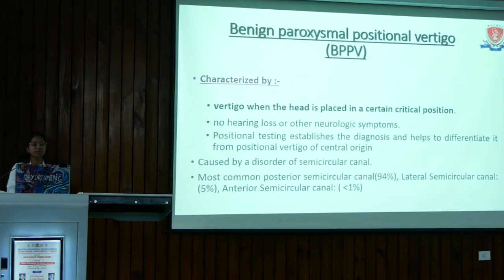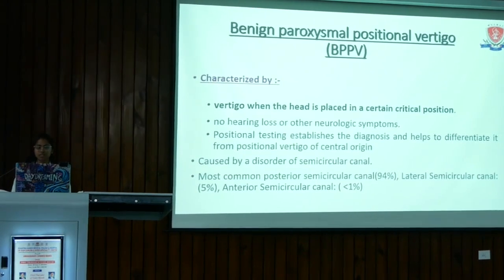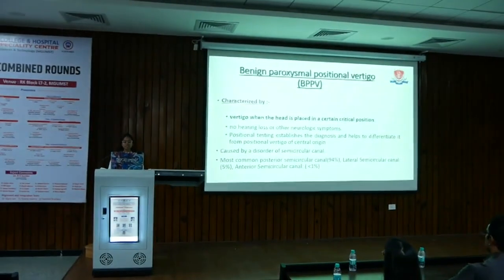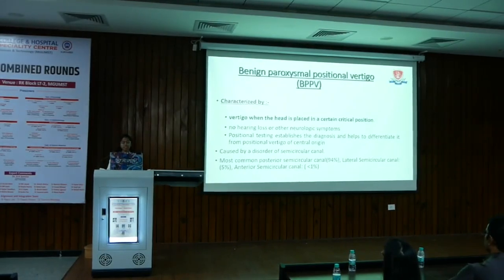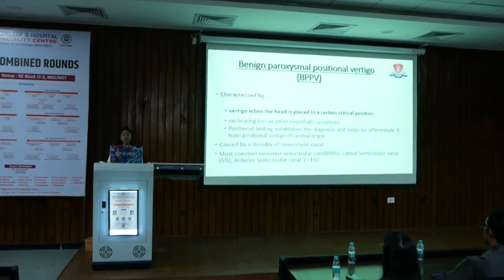90% of the cases of peripheral vertigo that present to us in the OPDs are mainly due to BPPV. So let's see what BPPV is. It is characterized by vertigo when the head is placed in a certain critical position. No hearing loss or other neurological symptoms are associated with it. Positional testing establishes the diagnosis and helps us to differentiate it from the positional vertigo of central origin.